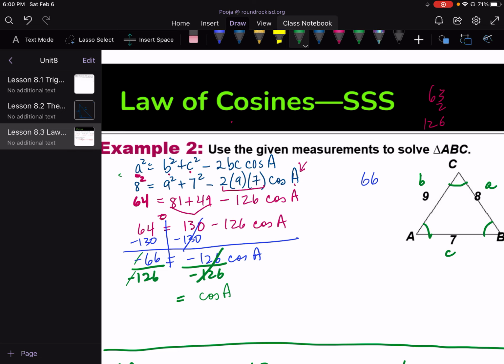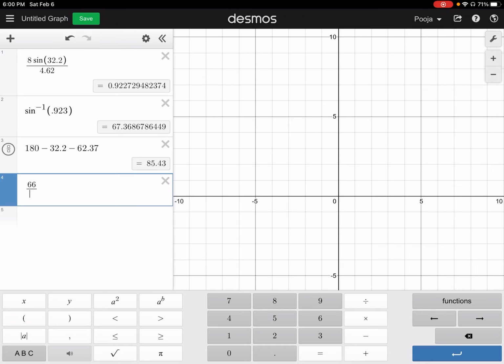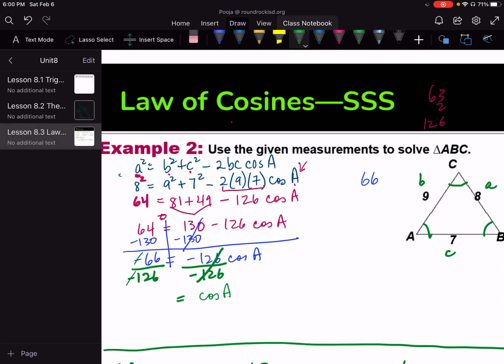Let's find the decimal value. 66 divided by 126 is 0.523. And I'm this close to finding angle A. Up to cosine inverse. So angle A is basically cosine inverse of 0.523. Let's go find it.